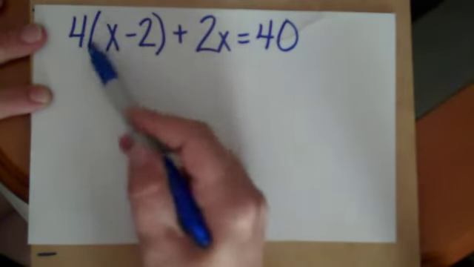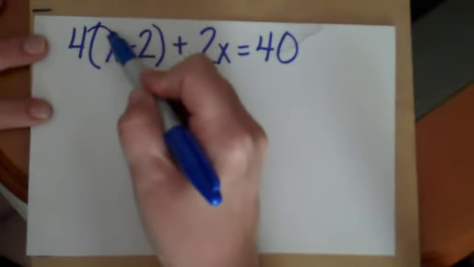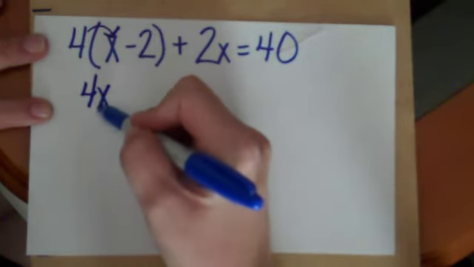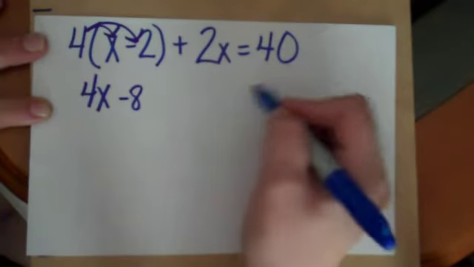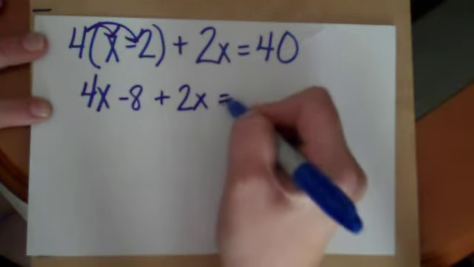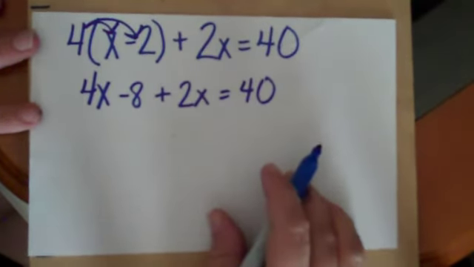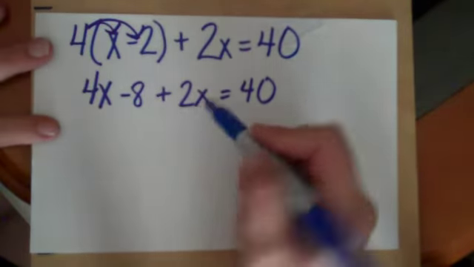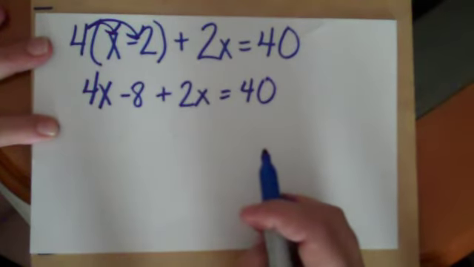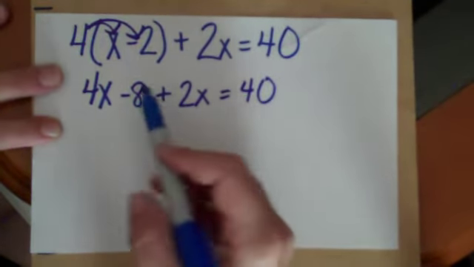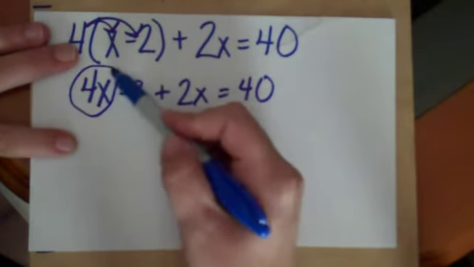What's this 4 doing to all this stuff? What's multiplying? So we're going to do the distributive property and do 4 times x, which gives us 4x, and then 4 times negative 2, which gives us negative 8, and then the rest of it just comes on down. No more parentheses. However, now we do have some like terms we have to combine. Remember, we can only combine like terms when they're on the same side. If they're not on the same side, we have to do something to get them there. So is this 4x and this 2x on the same side? Yes. So we can combine them.